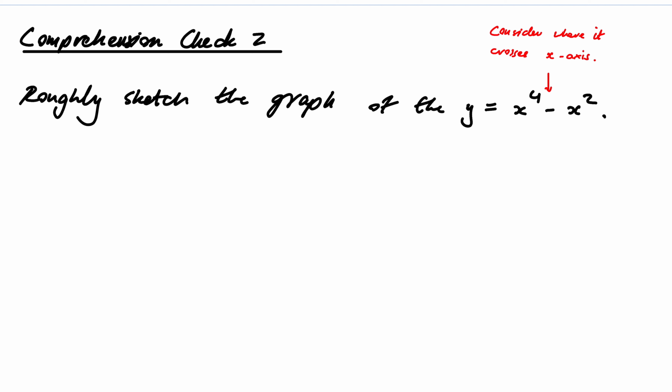Okay, roughly sketch the graph of x to the 4 minus x squared. Now this one's an interesting one. It's the same kind of deal as the previous example, but it's degree 4. First of all, it's x to the 4 here. That's a positive x to the 4. It's not negative, so it's going to be kind of a U shape like a parabola.